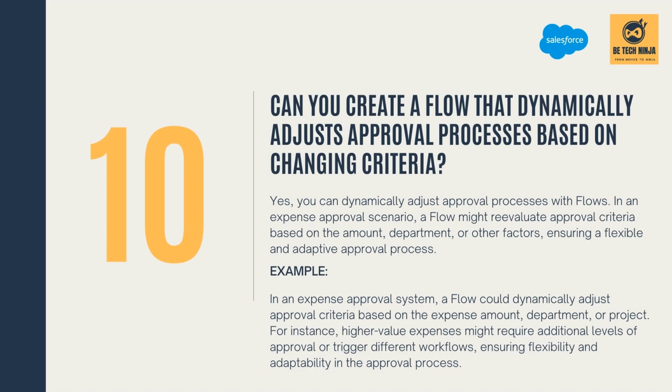In an expense approval scenario, a flow might reevaluate approval criteria based on the amount, department, or other factors, ensuring a flexible and adaptive approval process. For example, in an expense approval system, a flow could dynamically adjust approval criteria based on the expense amount, department, or project. For instance, higher value expenses might require additional levels of approval or trigger different workflows, ensuring flexibility and adaptability in the approval process.